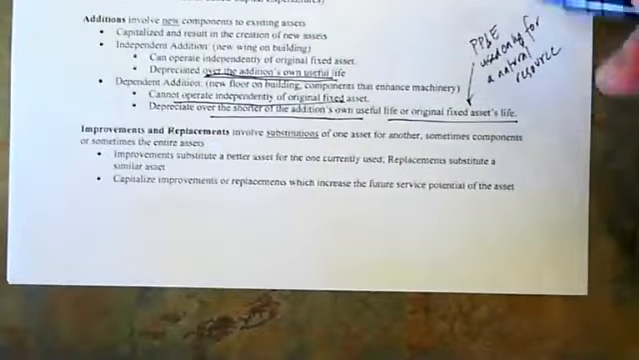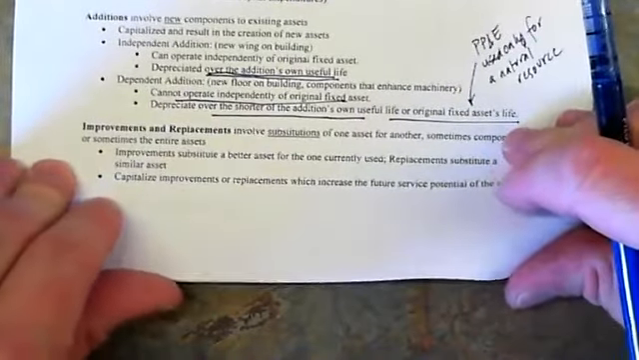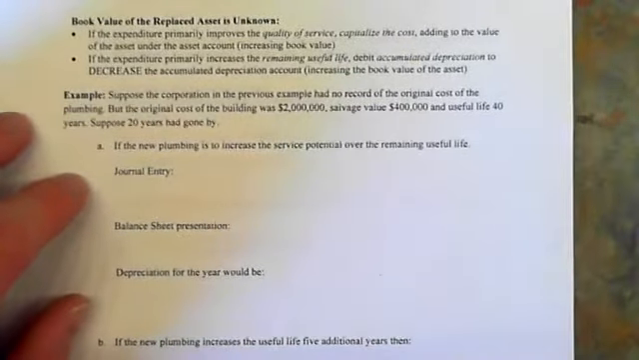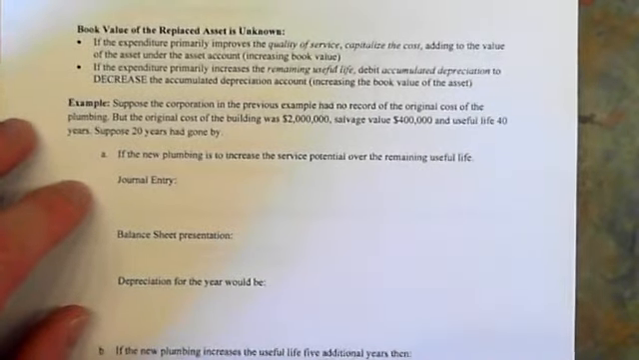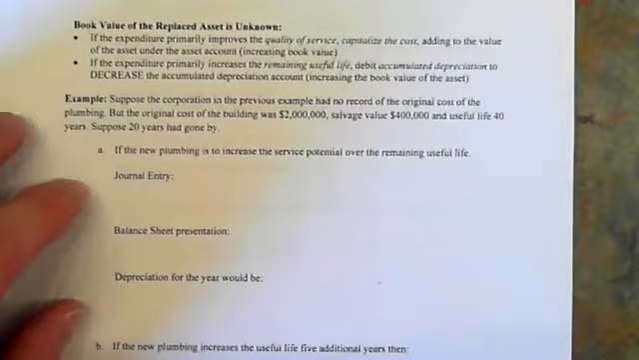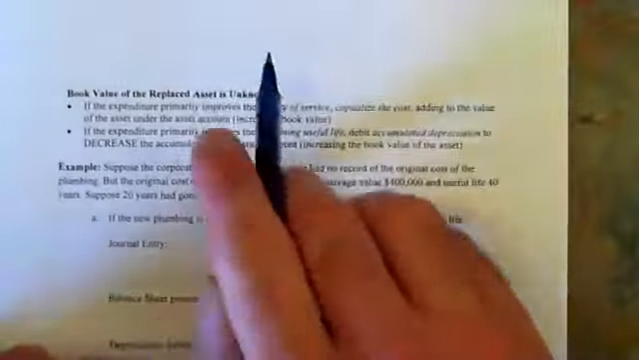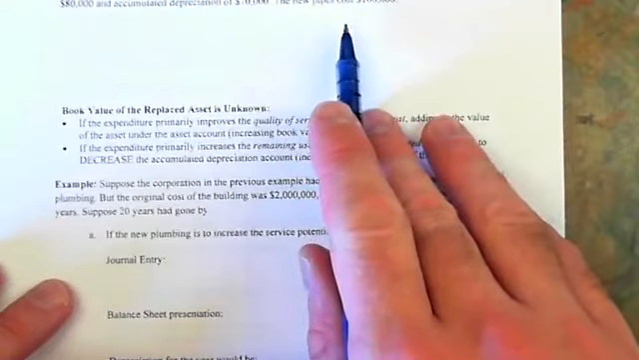Improvements and replacements are substitutions, right? Improvements substitute a better one. Replacements substitute a similar asset. And the way that we're going to record it is going to depend on whether or not we have a book value that is determinable for the piece that we replaced. So for these, I want to first assume that we have a book value.